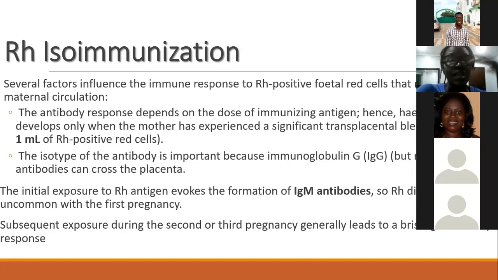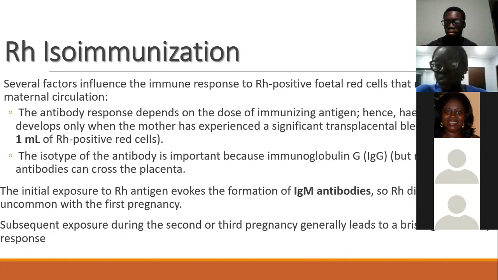these antibodies which have been produced will stay in the mother's blood. If she gets pregnant the second time and the second baby has a positive blood group, then the antibodies that have been produced in her blood following the first pregnancy will cross the placenta and attack the fetal red blood cells. So for rhesus isoimmunization, it usually spares the first pregnancy. The first pregnancy is safe.